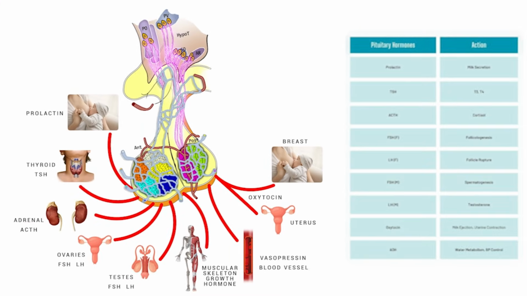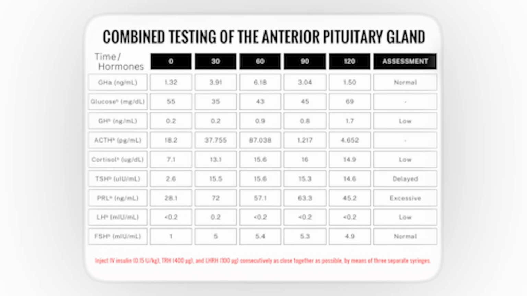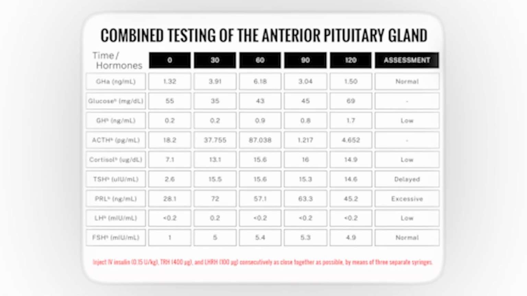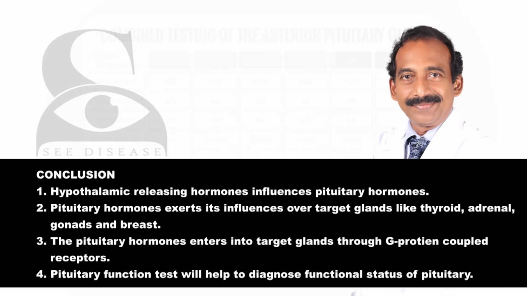So, we have to assess the functional status of the pituitary. That's the clinical aspect. You have to measure basal levels of growth hormone, adrenocorticotropic hormone, TSH, prolactin, LH, FSH, etc., and then after stimulating with insulin and TRH. To conclude, hypothalamic releasing hormones influence the pituitary, and the pituitary influences target glands, and it acts through G protein coupled receptors. Pituitary function testing will help the clinician to diagnose the functional status of the pituitary.